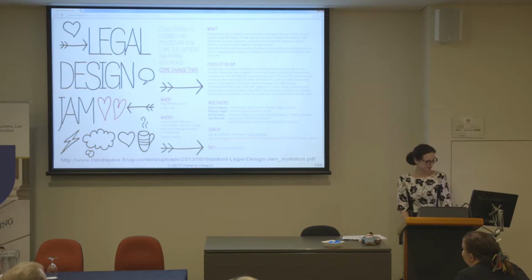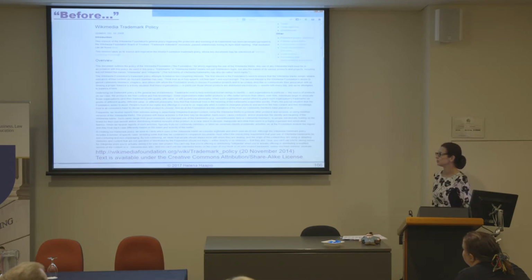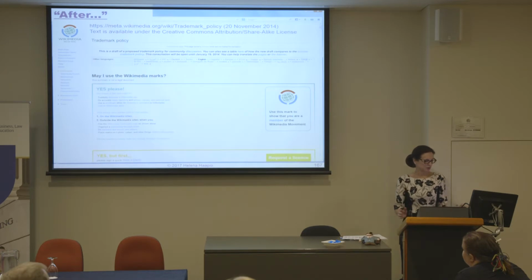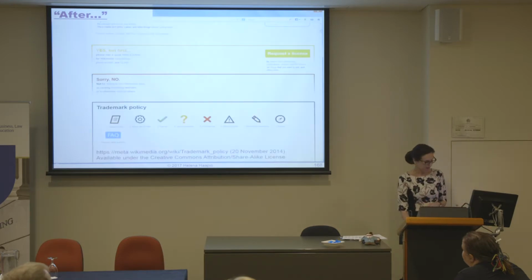This is one of the very first ones at Stanford, where we got people together around the Wikimedia trademark policy. It had already been rewritten. It was rather user-friendly, plain language, but it wasn't inviting to read. So we invited people together, and during a day we created an executive summary. That was finalized, and it has been taken into use by Wikimedia. They are available on the internet.